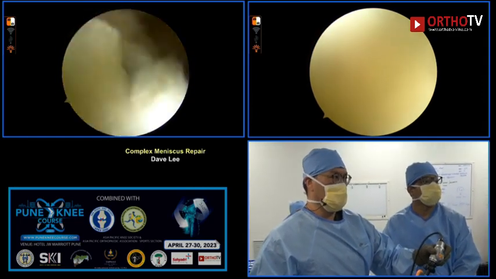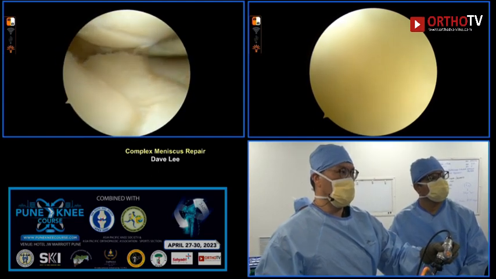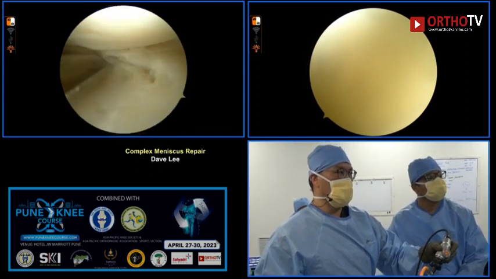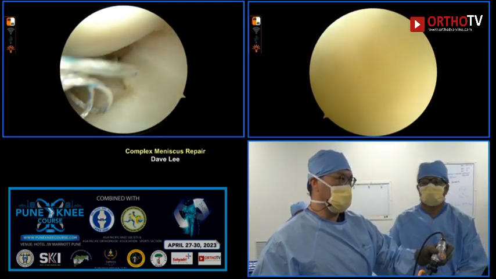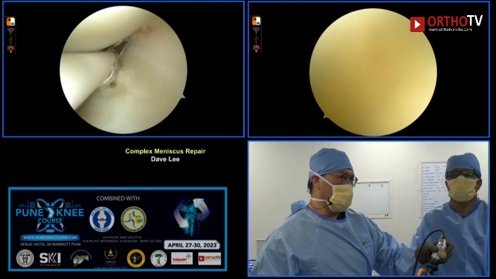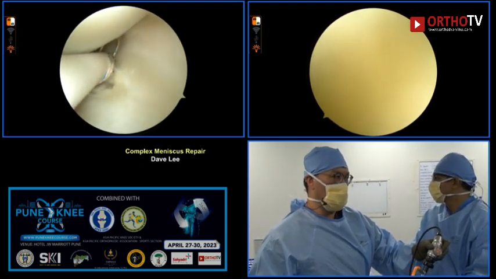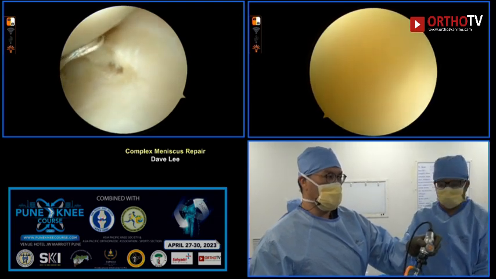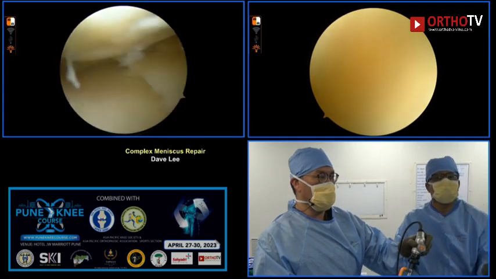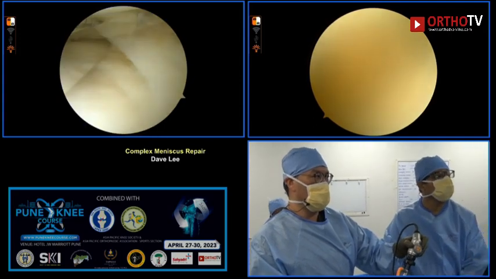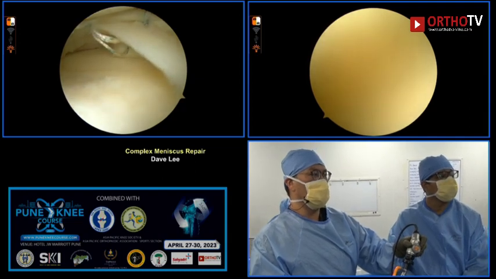So, can we go forward? Yeah, forward. That's backwards, forward. So you can see that I started by using an all-inside to just stabilize it. I was deciding between using a novel stitch to try and capture the fragment as well, but I had some difficulty, even though I did a medial release. Can we just move forward a little? So I just started with a simple all-inside, stabilized it, and then moved on posteriorly.